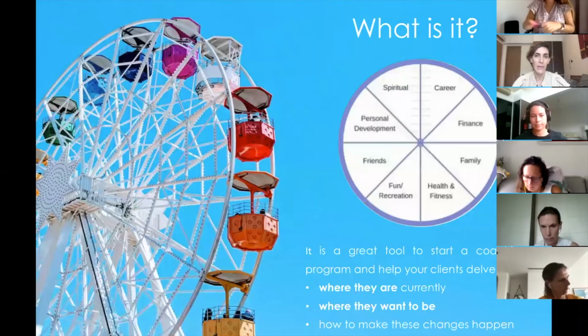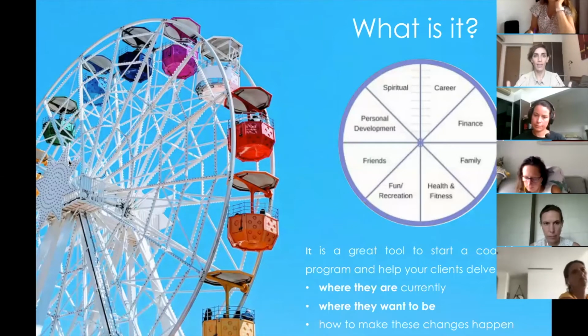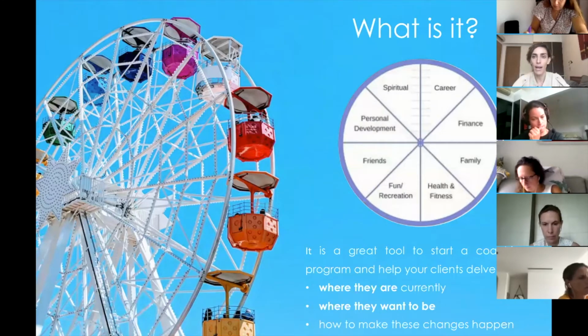Okay, so what is the Wheel of Life? The Wheel of Life is a circle that represents your life and is divided into 8 dimensions, and each dimension represents an area of your life. So on this Wheel of Life, you can see spiritual, career, finance, family, health, fitness, fun, recreation, friends, and personal development. And I'm going to walk you through step by step how you can use the Wheel of Life.